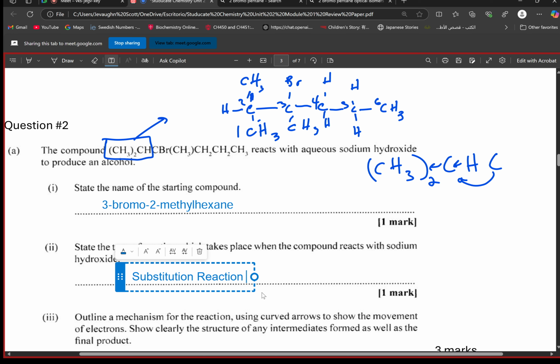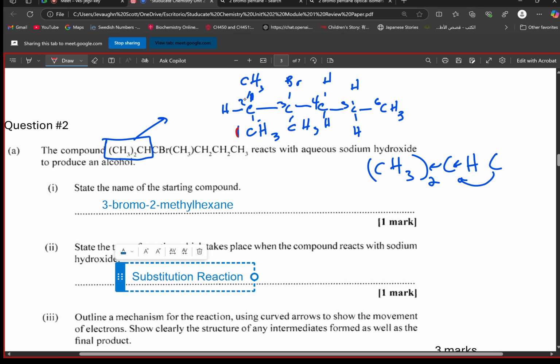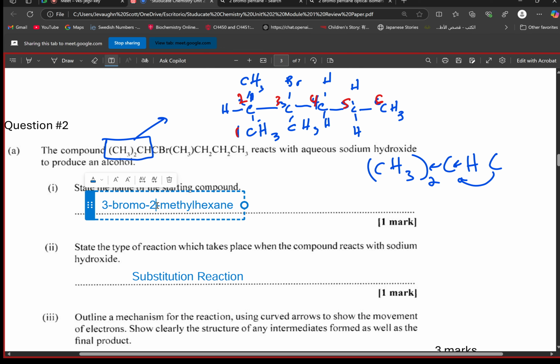I started counting from here, so I have 1, 2, 3, 4, 5, 6. Oh, I missed out a methyl group there. So it's 2,3-dimethyl. Well, that's what I have there. So a tertiary halogen alkane is SN1.